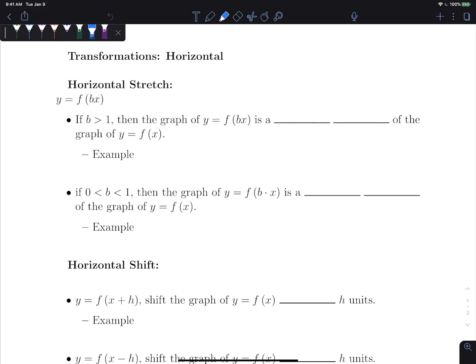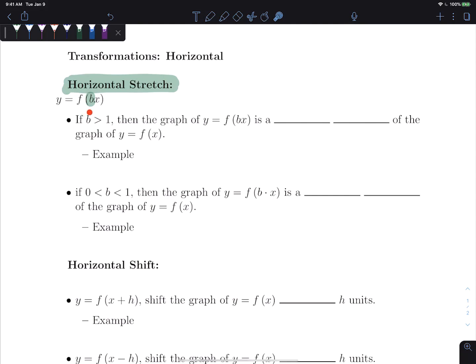Hello. In this video, we're going to look more at the transformations, and we're going to look at the horizontal transformations. For the horizontal transformations, we're going to begin with the horizontal stretches. The horizontal stretch is where you take an x value and multiply it by some value when it's in parentheses. So y equals f of bx would be something that happens like that.